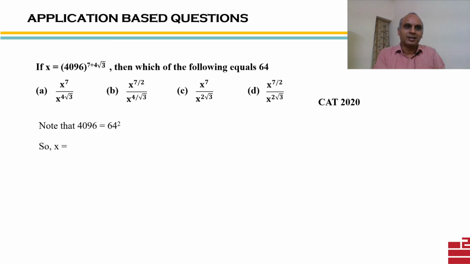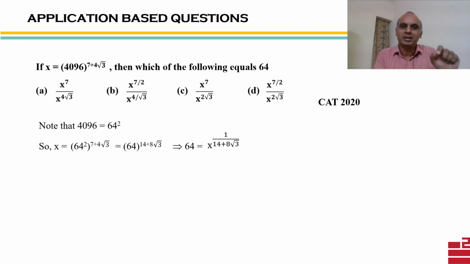So we can write x is equal to 64 square to the power this, which is given over there. And now we get what? 2 multiplies with the rest of the power, we get 64 to the power what? 14 plus 8 root 3. Therefore, 64 is equal to what? x to the power 1 upon this, means x to the power 1 upon 14 plus 8 root 3. Power of x is this.